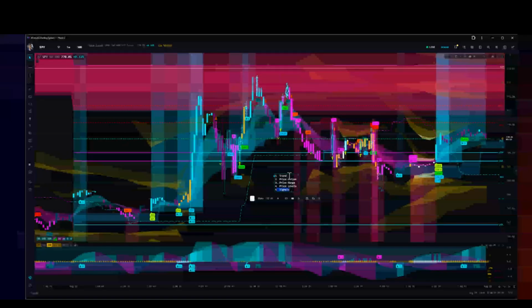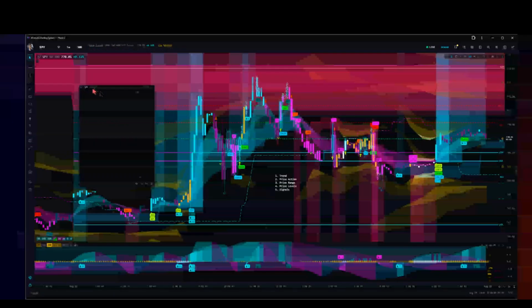So for trend, number one for us, we're going to look down here. We're going to see that the daily is bullish. So the daily is bullish right here because it's cyan. So I would always tell you that we want to go in. Let me lock this real quick. We want to go in and we want to see what the daily looks like. So I'm going to do that.